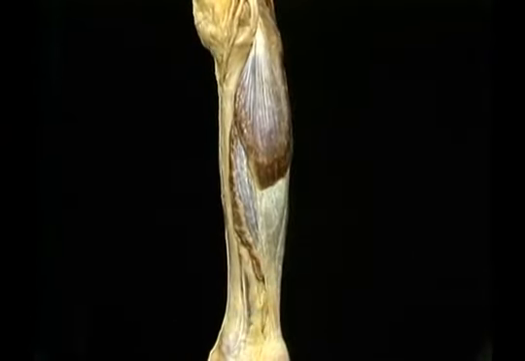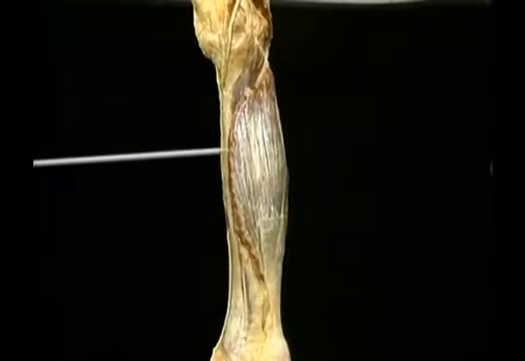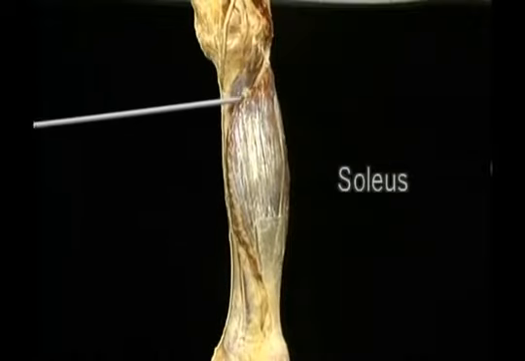To look at soleus, we'll remove gastrocnemius. Here's the whole of soleus. Here's its medial border.